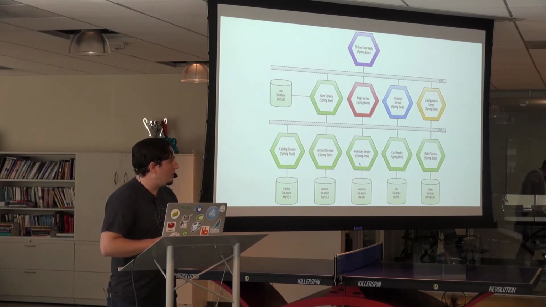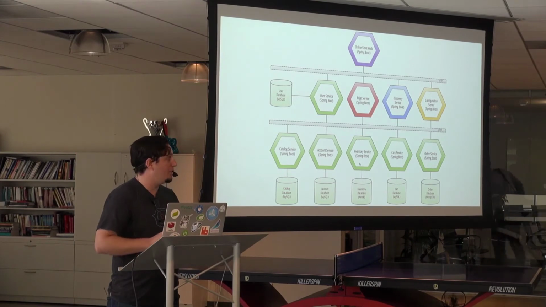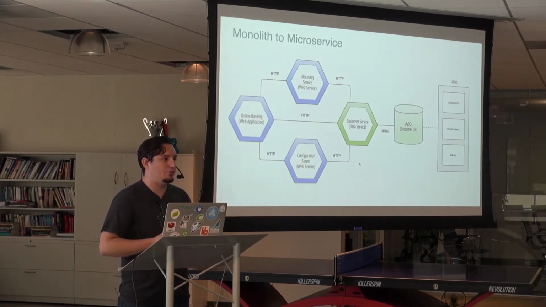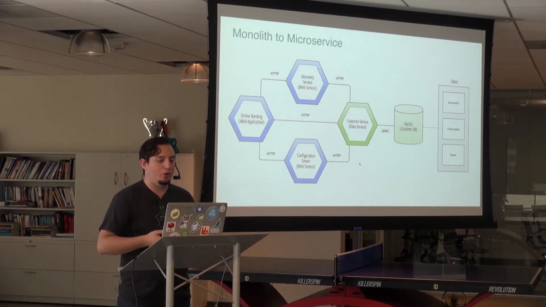All right, so that's the 10 microservices. Now I want to talk about migration, because this is just a greenfield application. And so, migration strategies. There are 2 popular migration strategies for going from a monolith to a microservice. The first one is called splitting the monolith. And this was discussed by Sam Newman in his book, Building Microservices.